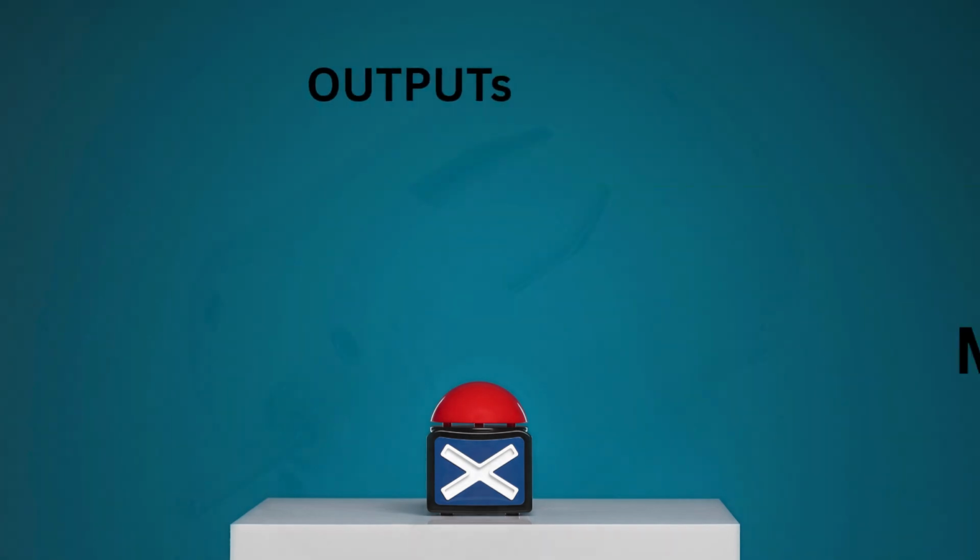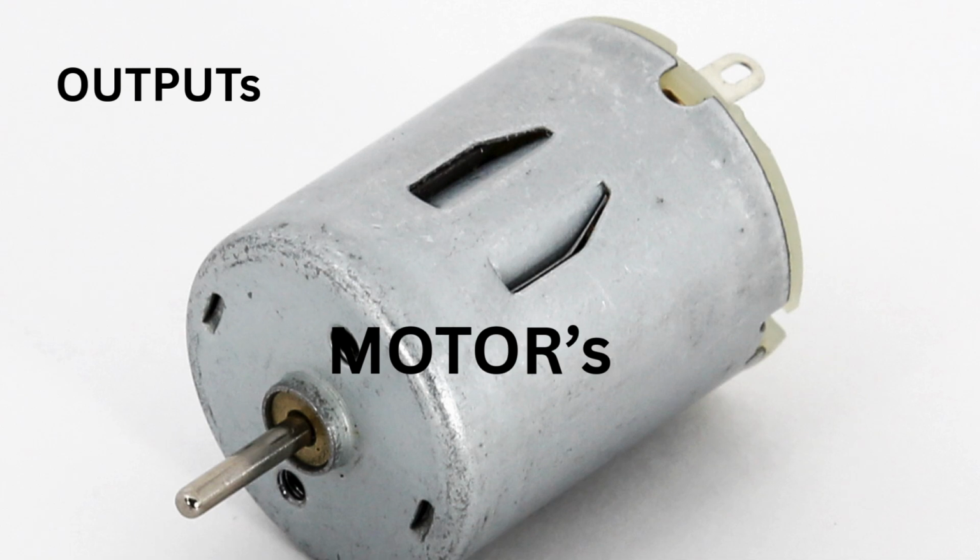Motors turn electrical energy into motion. You will find DC motors in toys, fans, and robots. Even tiny vibration motors in phones. All of these can be controlled directly or through microcontrollers.